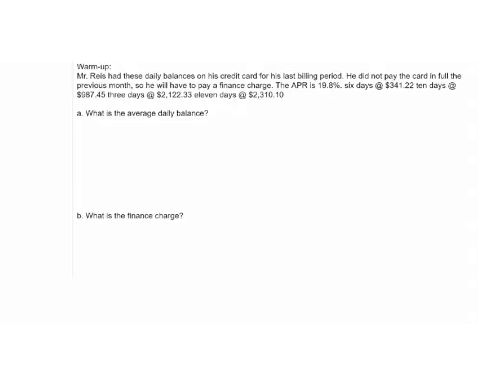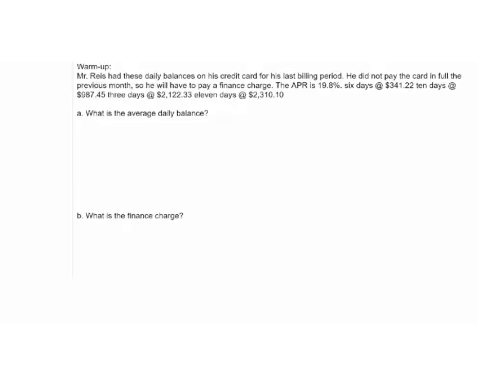It says that Mr. Reese, perhaps it's Rice, had these daily balances on his credit card for the last billing period. He did not pay the card in full the previous month, so he'll have to pay a finance charge. The APR is 19.8%. There were 6 days at $341.22, 10 days at $987.45, 3 days at $2,122.33, and 11 days at $2,310.10. It asks, what is the daily balance?